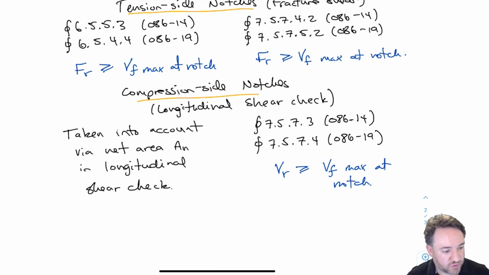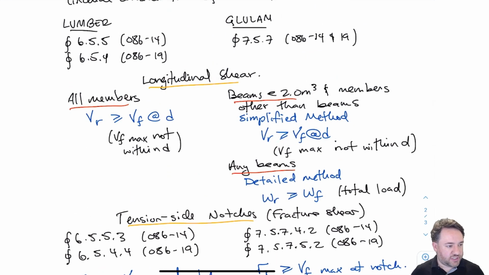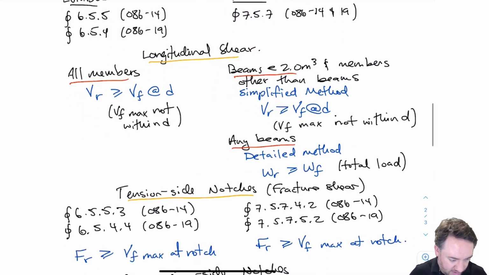Okay, so that's the approach for shear. Those are all the different things that we can check for shear. If I don't have notches, then I don't have to check these notch equations, obviously, and I'm left only with the longitudinal shear checks. Okay, so let's move on to bearing resistance.